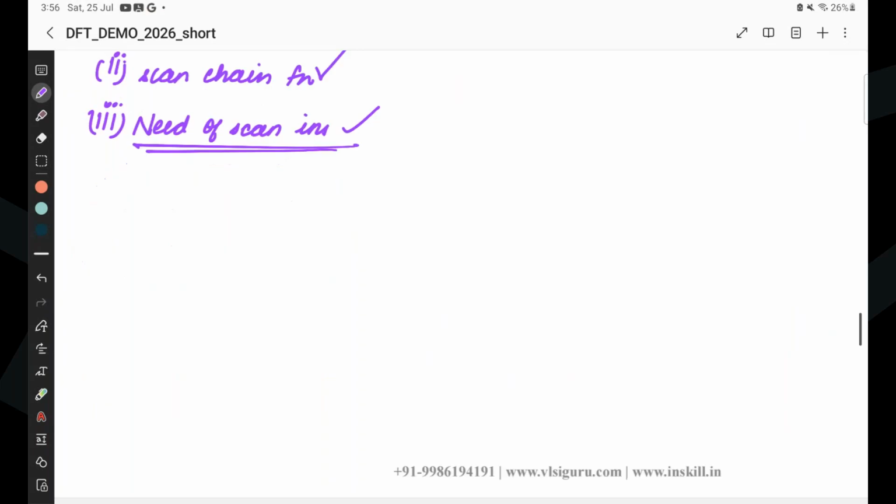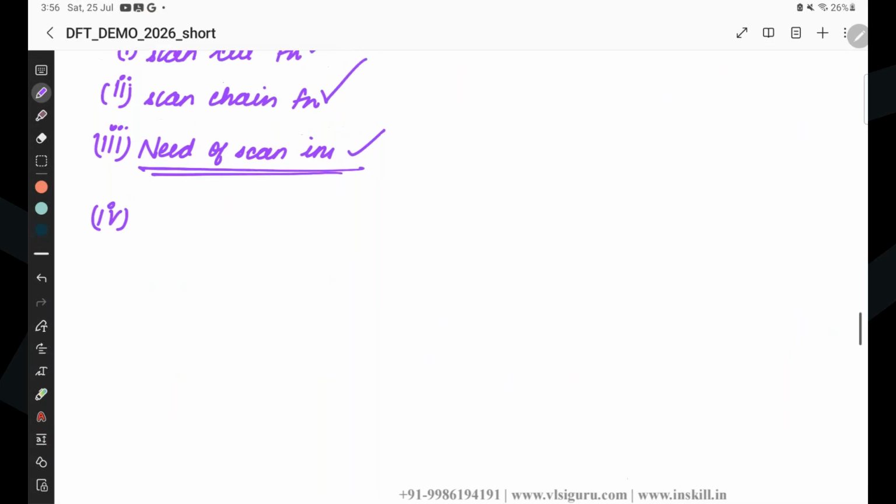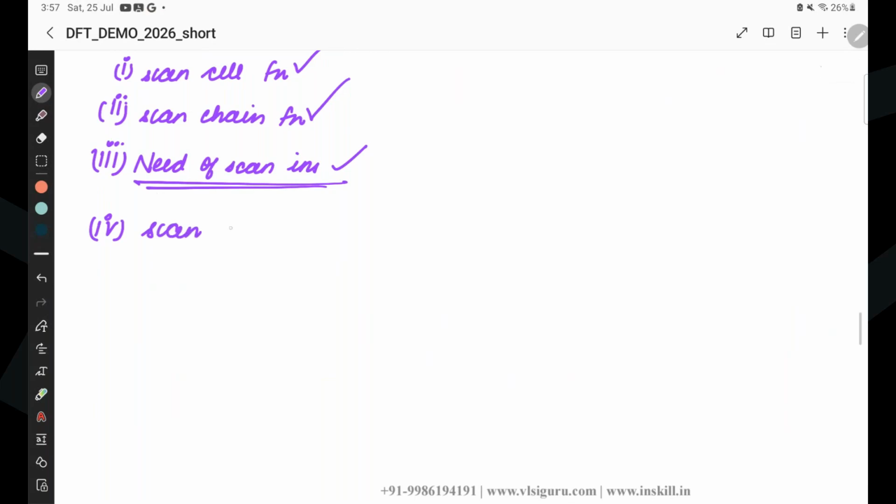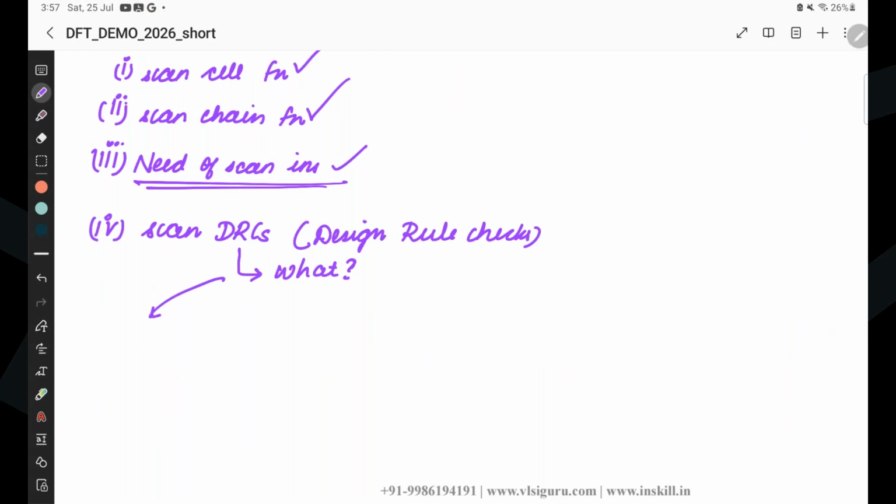Okay. And then we will be discussing scan DRCs. DRC stands for design rule checks. When we do this topic, we will understand what scan DRCs are, what scan design rule checks are, what they are basically, and why they are required. And there will be various scan DRCs like clock controllability DRC.